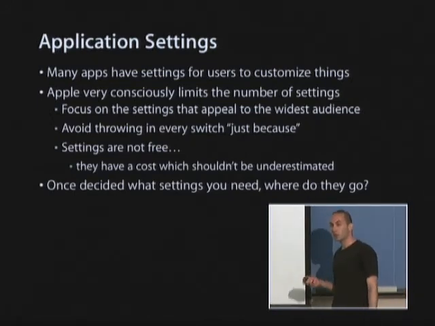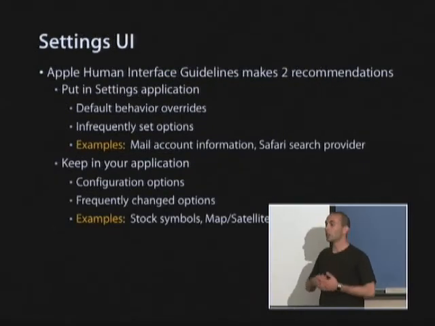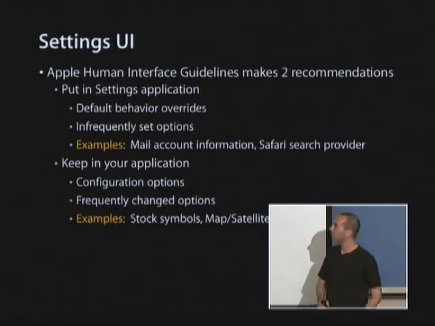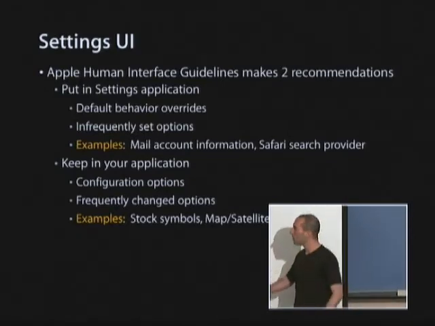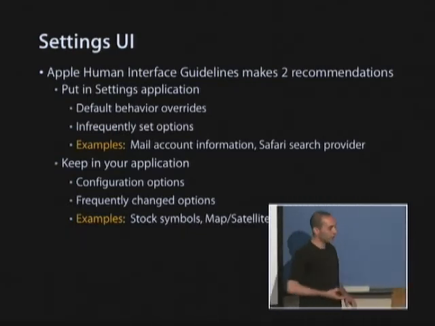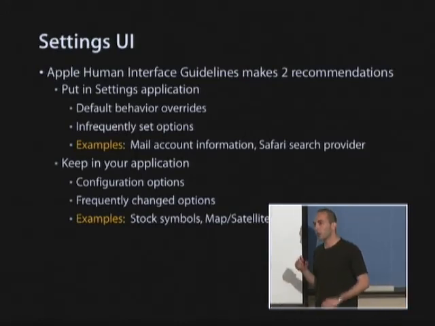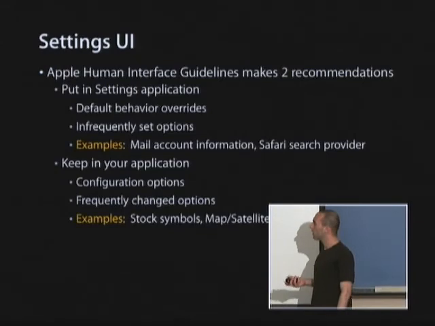And there's a couple places you can do it, right? And you've seen this in a couple places, different apps on the phone. You can either provide them in the settings application. So your bundle may have settings that show up in the settings app down at the bottom. Or you may have them in your app itself. So you've seen the stock app, right? If you flip over the stock app, it lets you add new stocks, stuff like that.